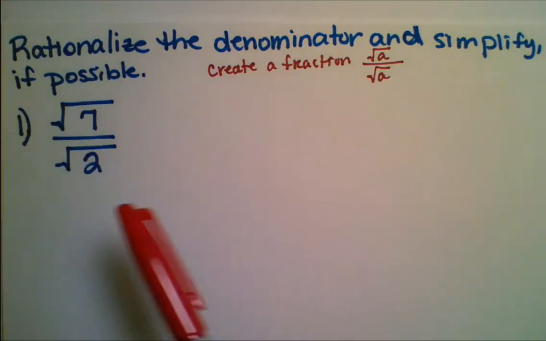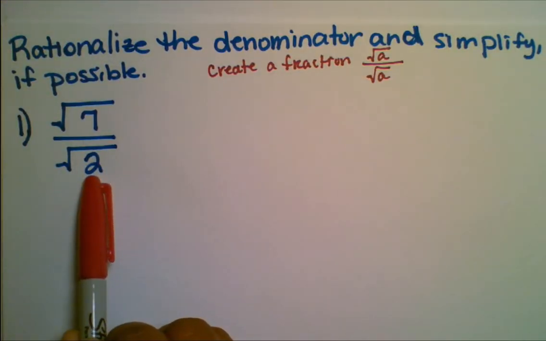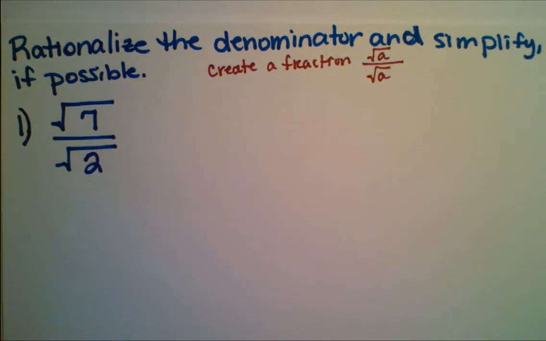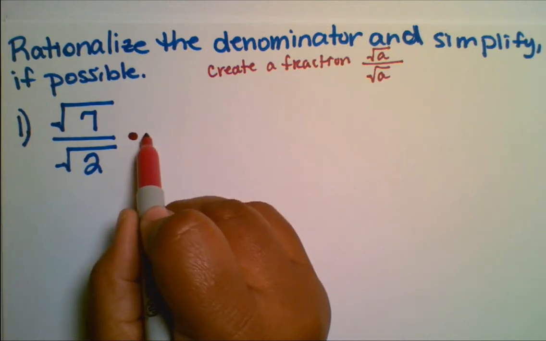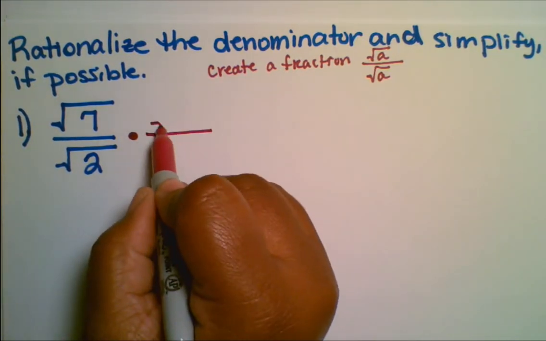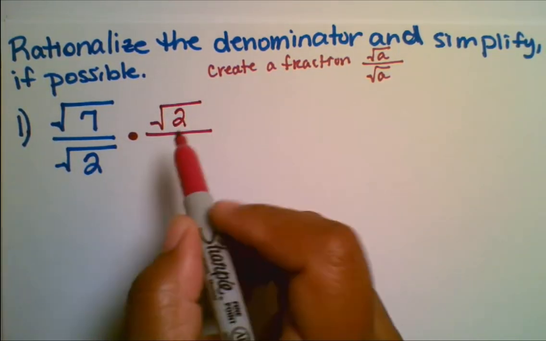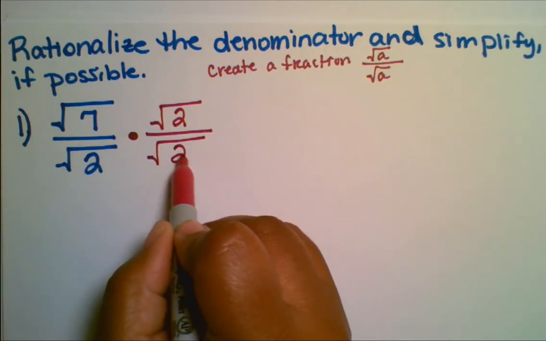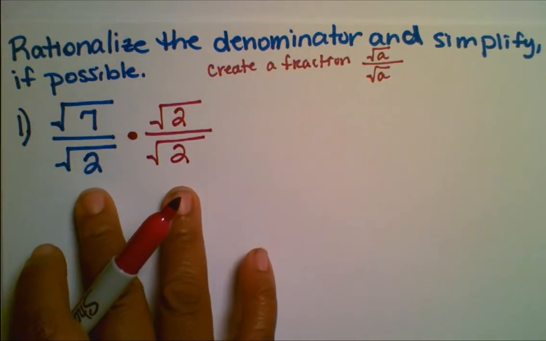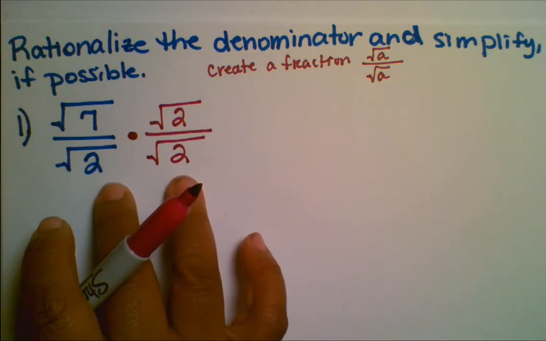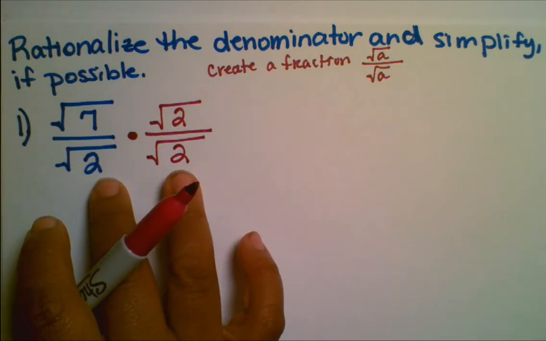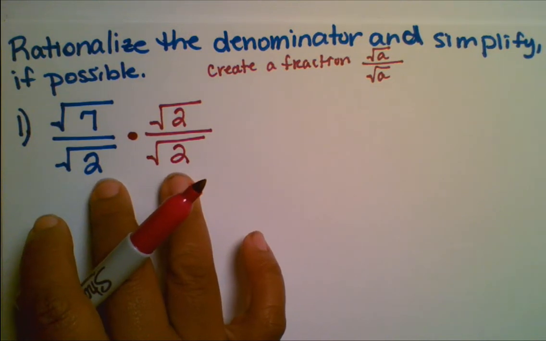Okay, so look at the radical that's found in this denominator, which is the square root of 2. That fraction we're going to create will be the square root of 2 over the square root of 2, because it makes our denominator a perfect square whenever we multiply. So I'm going to show you that.